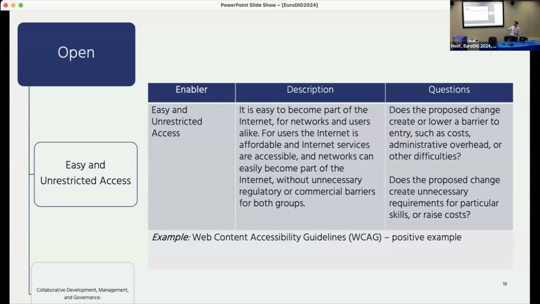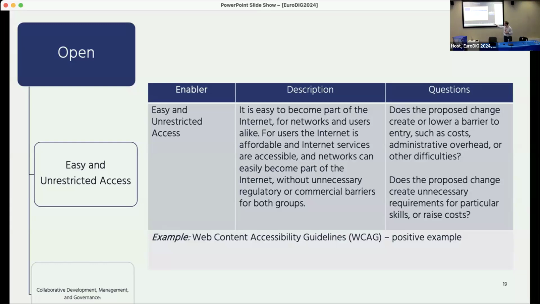So what we do in this document is, we start by describing why an enabler is important. Through these descriptions, we outline questions that go to the ideal state. So for instance, here, does the proposed change, let's say that you have a policy or a law, create or lower barriers to entry, such as cost, administrative overhead, or other difficulties? If you have a policy that increases costs or administrative overhead, making the barriers to entry to the internet increase, well, then you know that this particular policy is working against an open internet. And you can articulate why. You can describe that this particular policy that increases access prices works against an open internet because it undermines easy and unrestricted access.